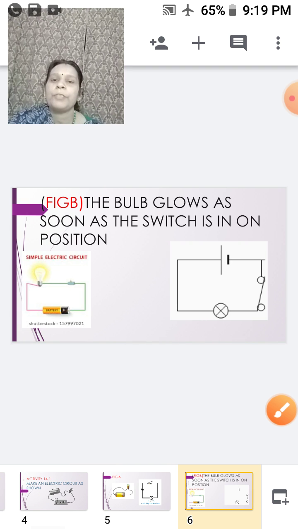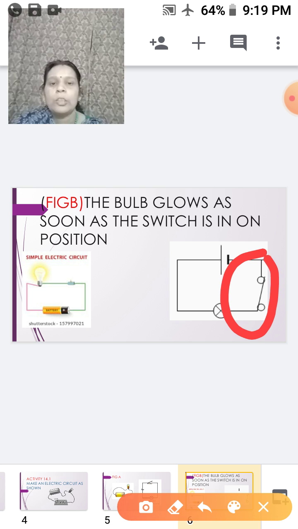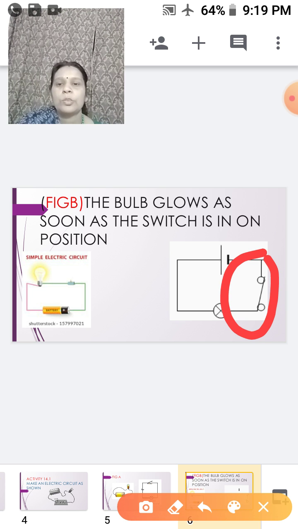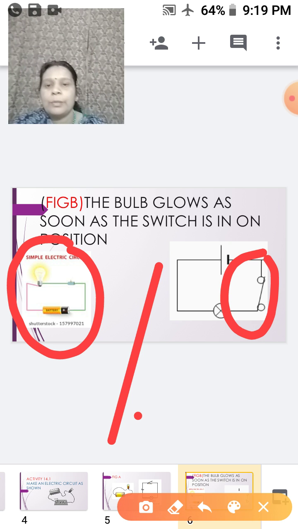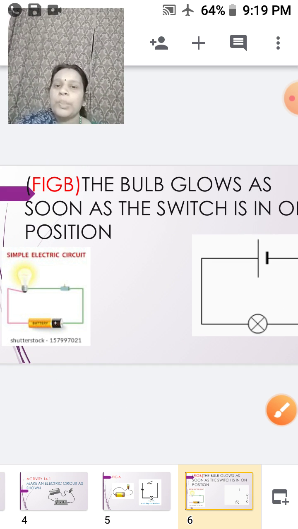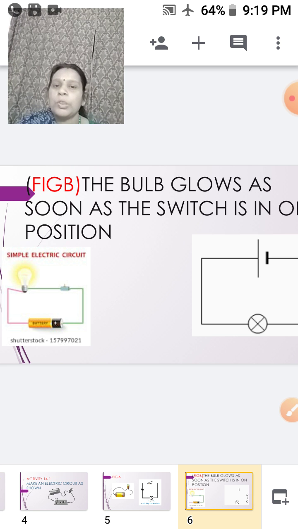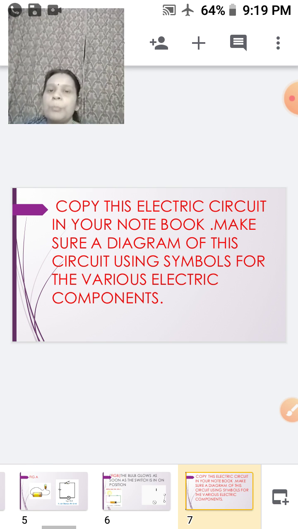This is your figure B. Here you can see the circuit is in closed condition. So here the bulb is glowing. Why is it glowing? Because the switch is in on position. So this is your figure A and this was your figure B.